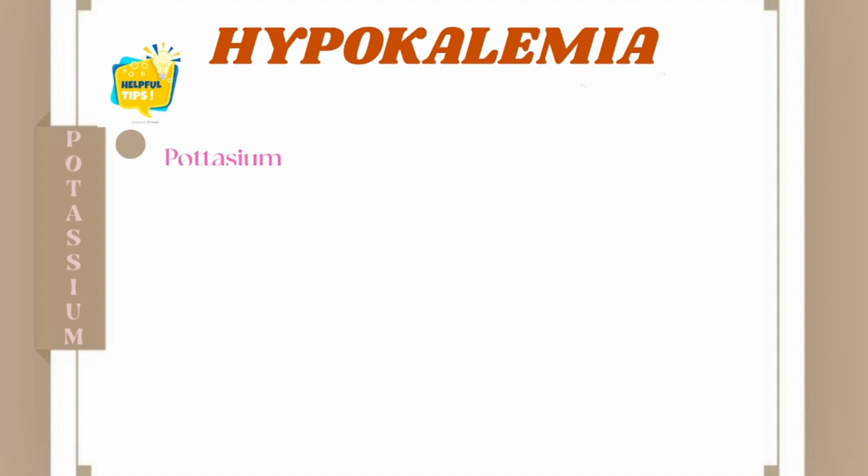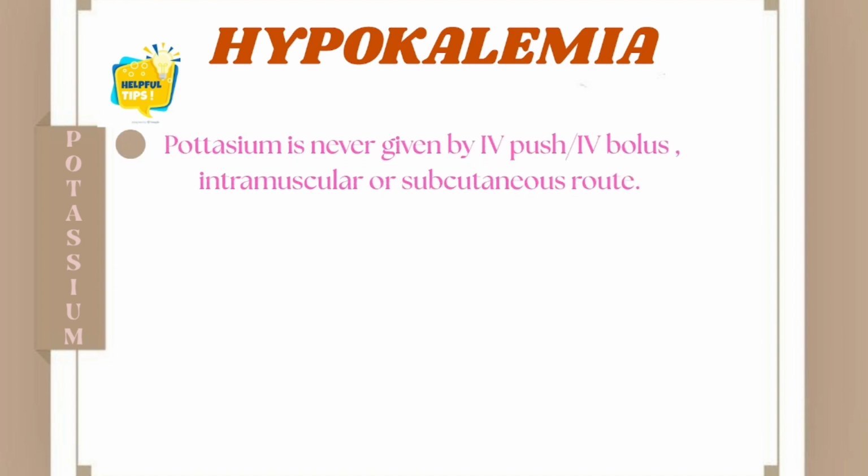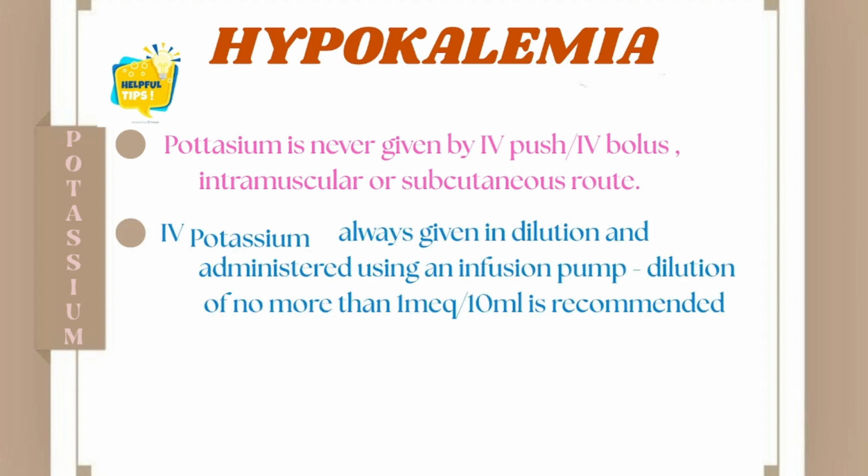Helpful tip: potassium is never given by IV push or IV bolus, or by the intramuscular or subcutaneous route. Whenever we are giving potassium, we can give it by IV route, but IV push or IV bolus is not given. And never is potassium given by IM or subcutaneous route. IV potassium is always given in dilution and administered using an infusion pump. Dilution of no more than 1 milliequivalent per 10 ml is recommended.